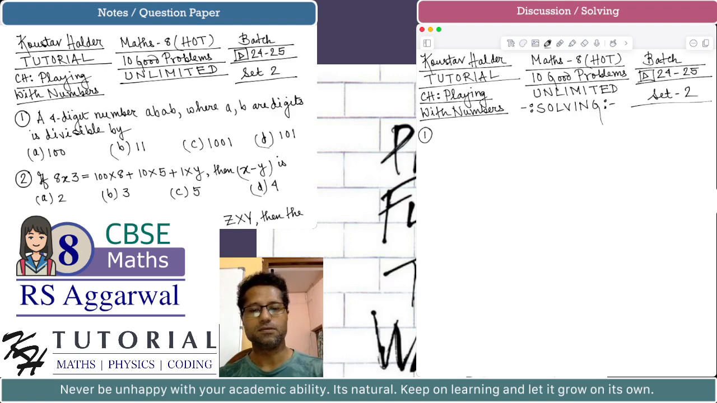The first problem says that a four-digit number ABAB, where A and B are digits, is divisible by... Okay, so the number given is AB and AB, that is a two-digit number AB repeated twice. We have to check, irrespective of whatever the digits A and B are, by which number this number will be divisible. That is, we have to check whether it is divisible by 100, 11, 1001 or 101. Now, definitely, the digit A cannot be 0 because a number cannot start with the digit 0.